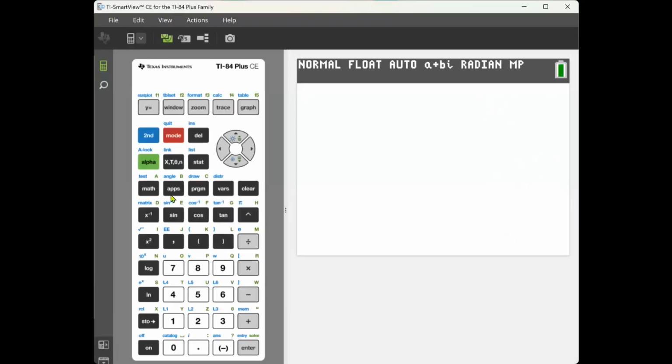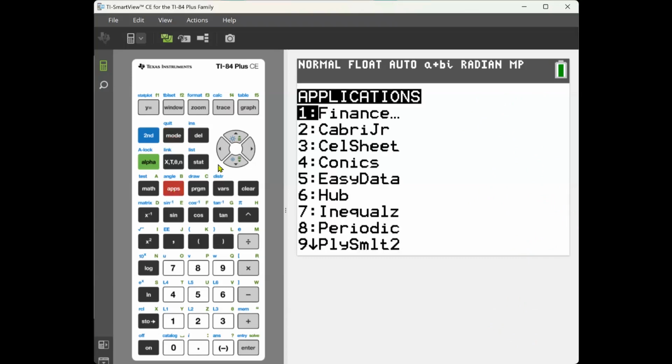Now, I've always been in love with the transformation app. So I'm going to look at the transformation app. For those people that aren't familiar with it, the app, press the apps button and then move up.